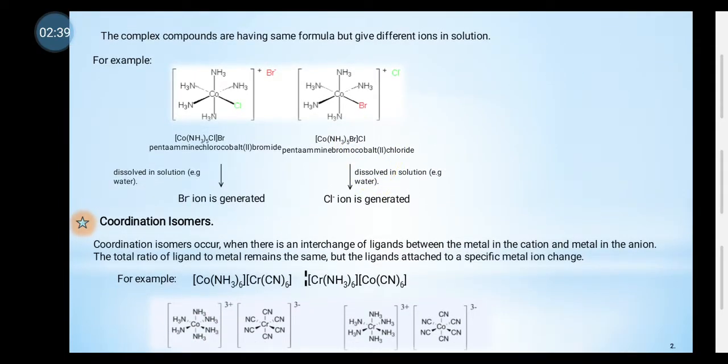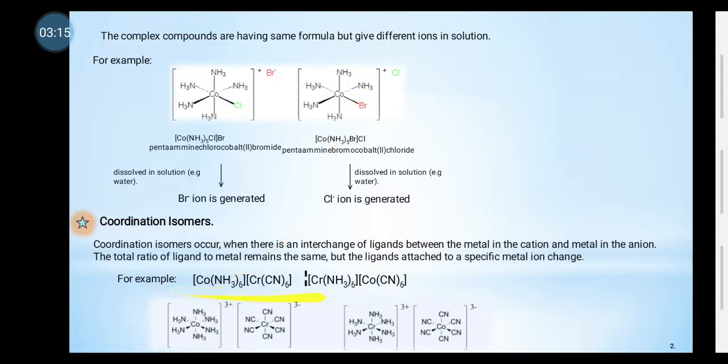So now talking about coordination isomer, this one is quite different from this, in that the coordination isomer occurs when there is an interchange of ligands between the metals in the cation and the metals in the anion. Please take note of that: metals in the cation and metals in the anion. So the total ratio of ligands to the metal remains the same, but the ligand attached to the specific ion changes. As I explained in my earlier slide, these are the ligands. This is a central metal ion.